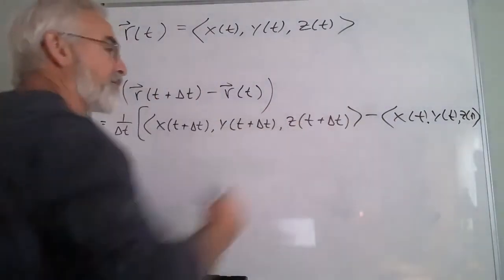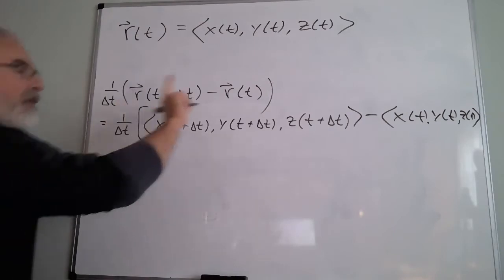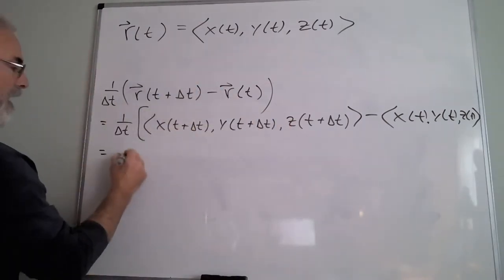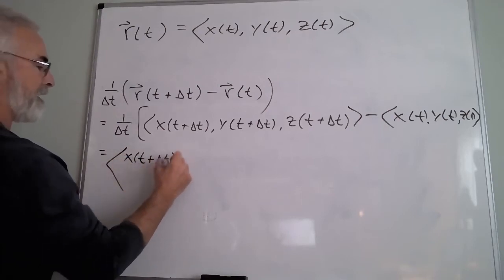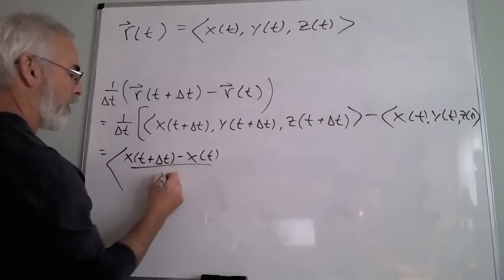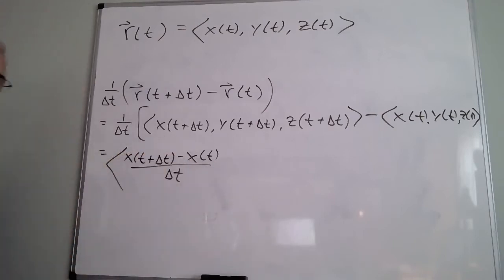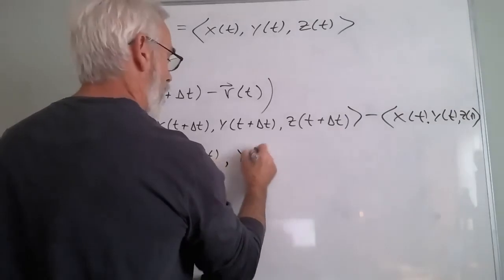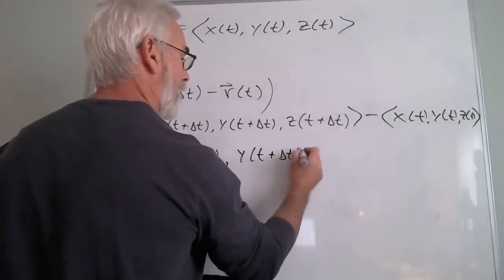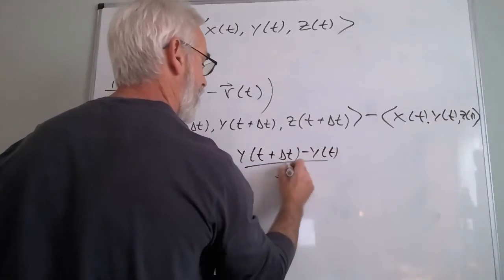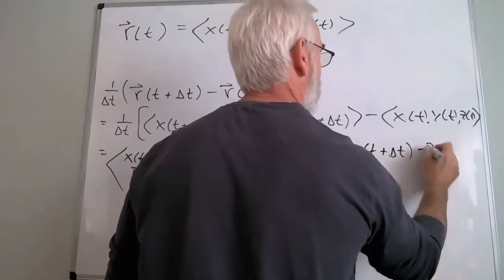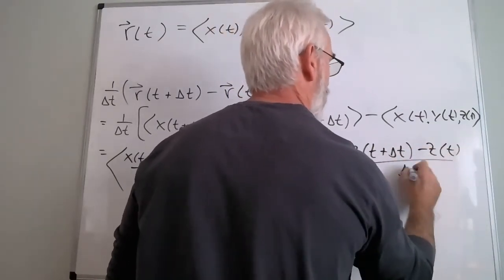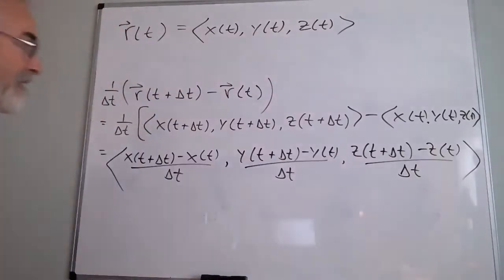So clearly this is true, but I can multiply this on the inside. And now I've got a big humongous vector here: x of t plus delta t minus x of t over delta t. That I can do because that's a function. y of t plus delta t minus y of t over delta t. And finally, z of t plus delta t minus z of t all over delta t. Now, I haven't done any calculus yet. I just expressed this statement right here.